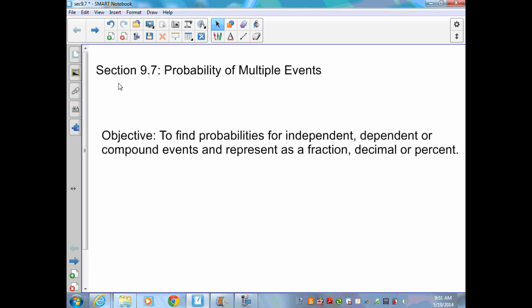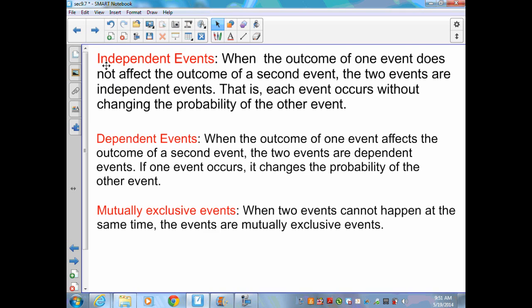Section 9.7, Probability of Multiple Events. An independent event is when the outcome of one event does not affect the outcome of a second event. The two events are independent events. That is, each event occurs without changing the probability of the other event.